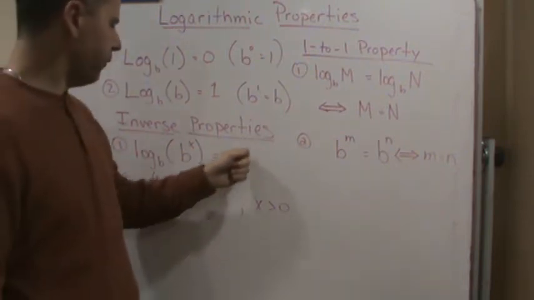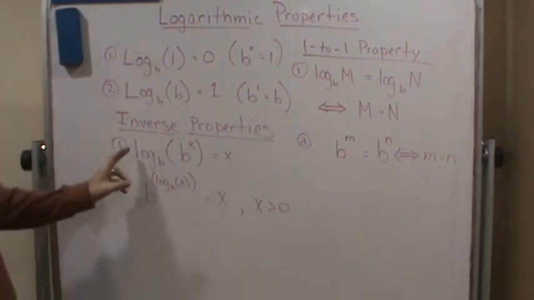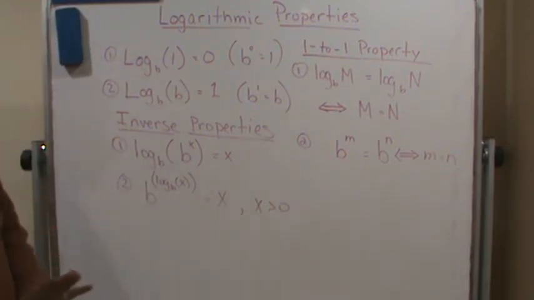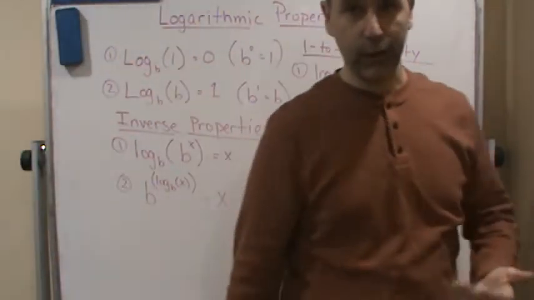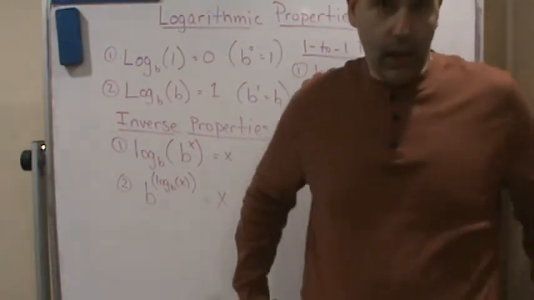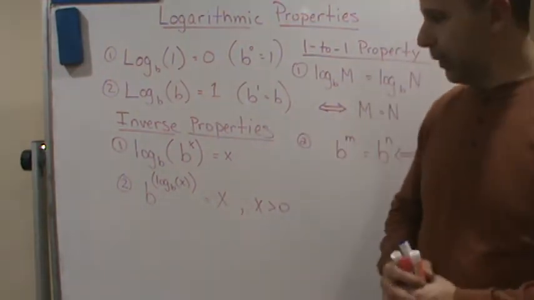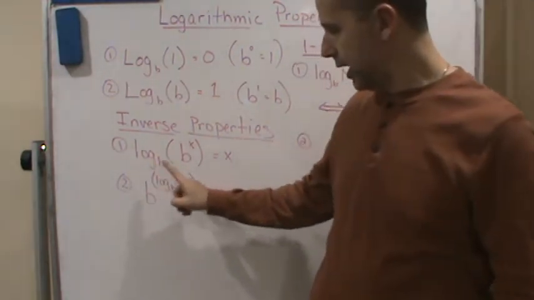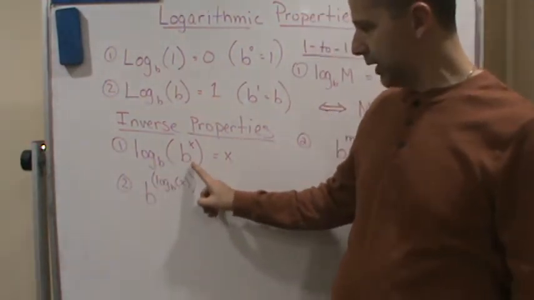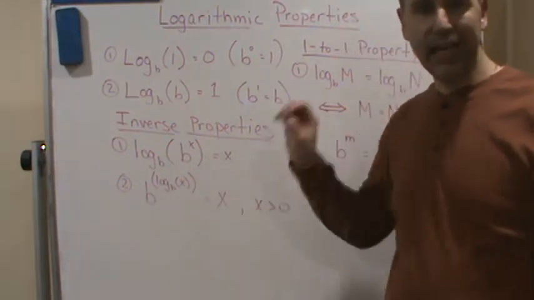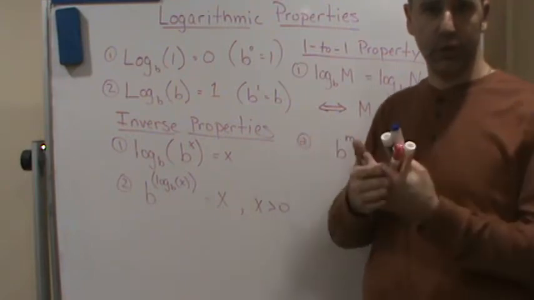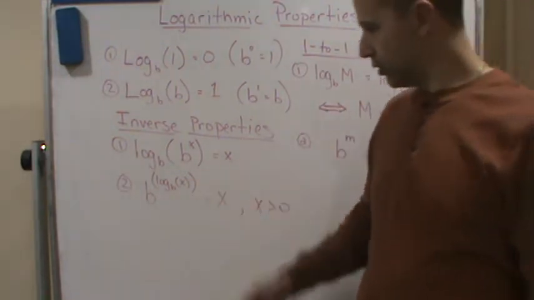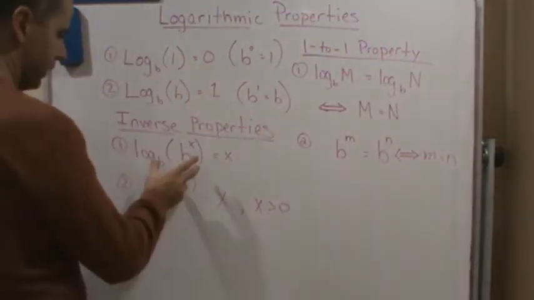Okay, so now the inverse properties. The inverse properties come from the fact that logarithmic functions and exponential functions are inverse functions of each other. So if you compose a log with the exponential form with the same base, they cancel each other out, just like any inverse functions, right? You compose two inverse functions, you get x out of it. So that's all that's going on here with these inverse properties.